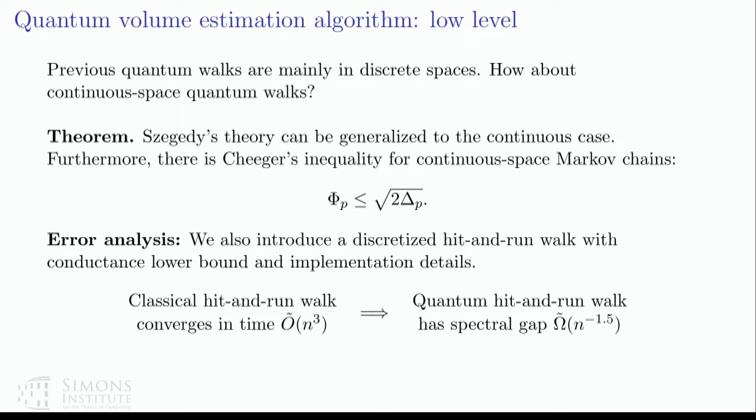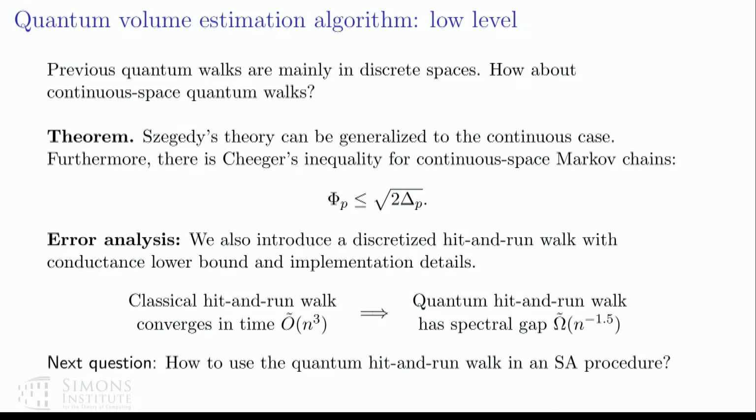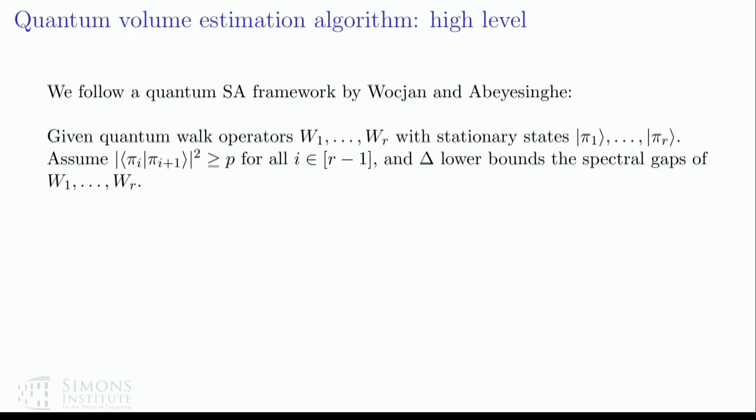So this is a very rough understanding about the low level. On the other hand, we also want to get an understanding about the high level, about the simulated annealing framework. We are going to, in particular, utilize a simulated annealing framework due to Watson and Abayasinhi, because it very naturally talks about quantum walk operators, which is the case that we use for our quantum version of the hit-and-run walk.